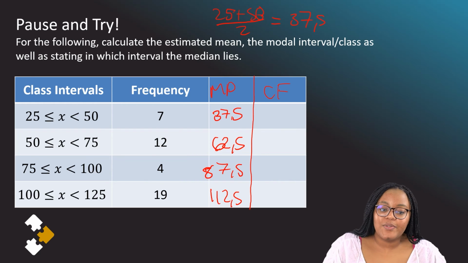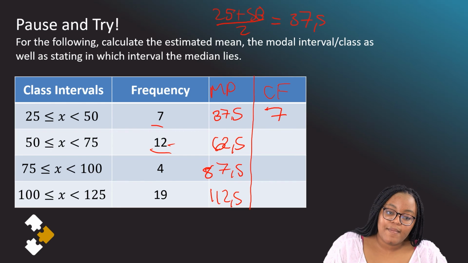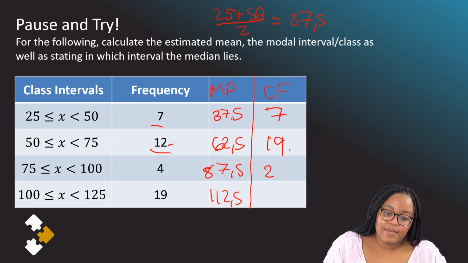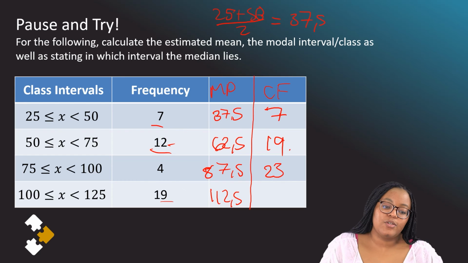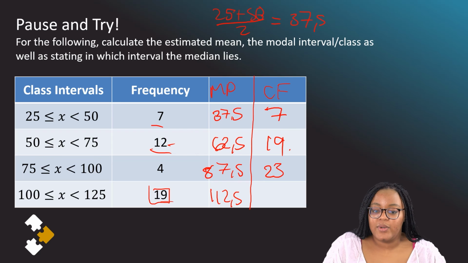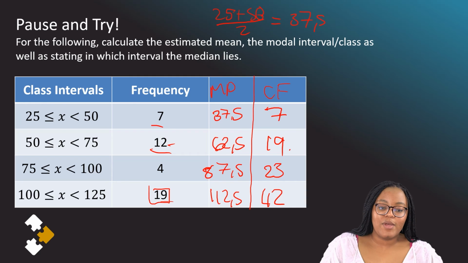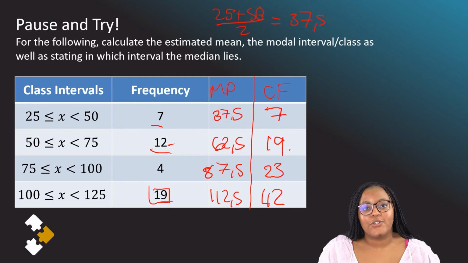To find our cumulative frequencies, I am simply going to be adding the frequency of that class interval to the cumulative frequency of the previous class interval. So in the first interval, our cumulative frequency is 7. In our second, our cumulative frequency is 12 plus 7, and that is going to give us a value of 19. In our third interval, our cumulative frequency is going to be 4 plus 19, which is 23. And in the final interval, our cumulative frequency is going to be 19 plus 23, and that is going to give us a value of 42. Now that we've got our midpoint and our cumulative frequencies, let's start answering these questions.